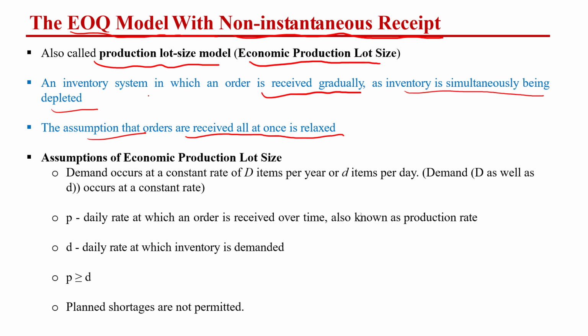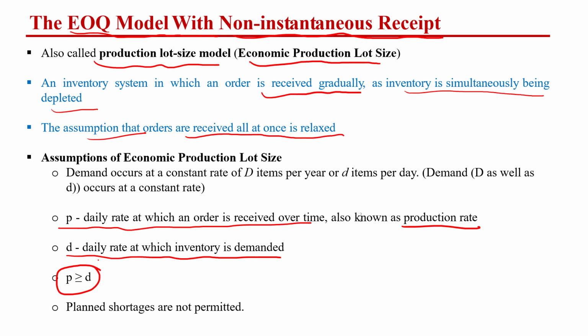Because we are receiving, or in a manufacturing environment producing, that inventory, as well as using that inventory, the production or receiving element we are going to represent with p, that is, the daily rate of order receiving, or you can say the production rate. Small d represents the daily demand or the daily consumption rate. The main point here is that your production rate must be greater than or equal to your daily demand rate.